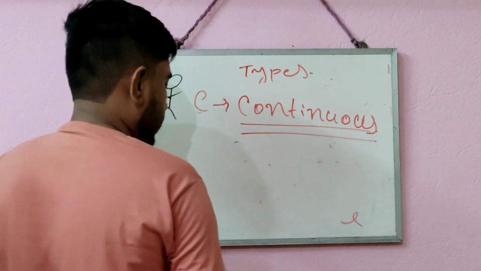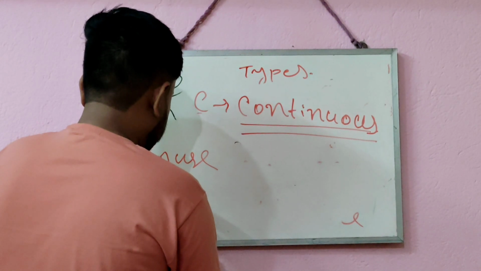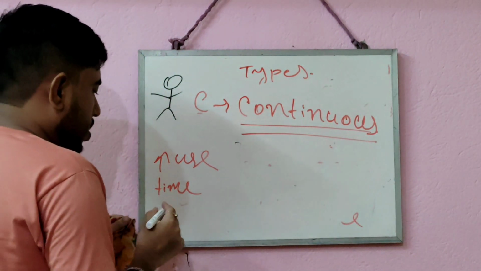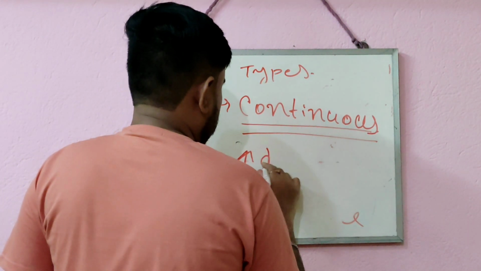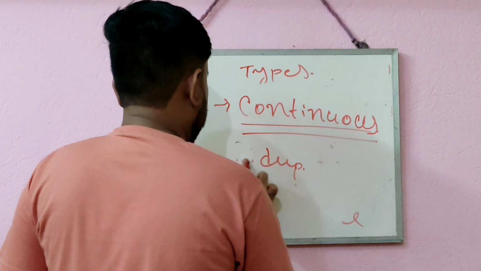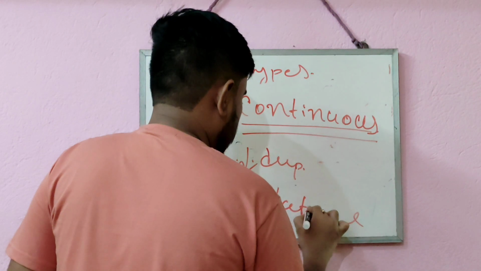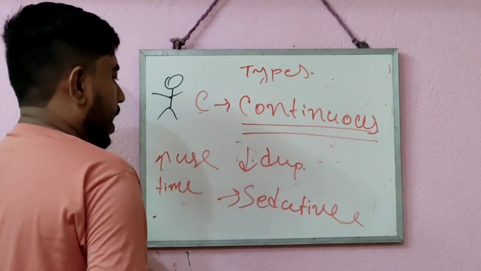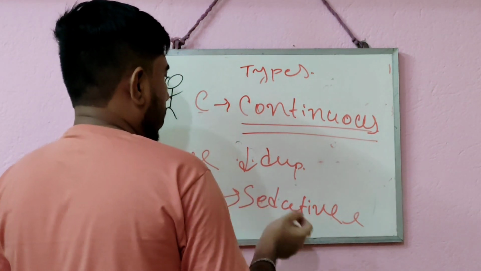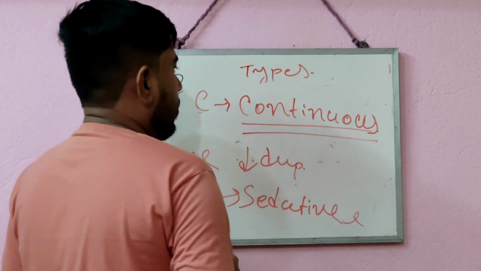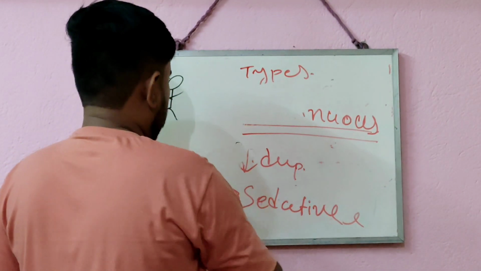The example is high use of antidepressants, which can cause sedative effect or addictive effect. So these are called continuous effects, due to the extended period of use of a specific drug. It causes different adverse drug reactions that are called continuous adverse drug reactions or C type adverse drug reactions.